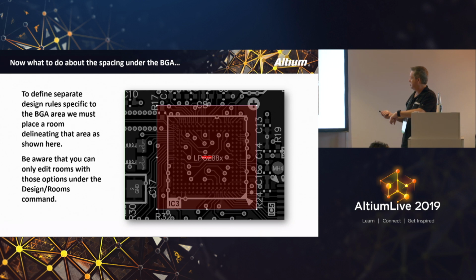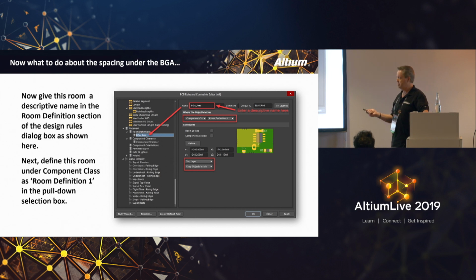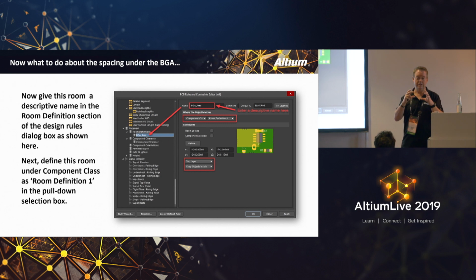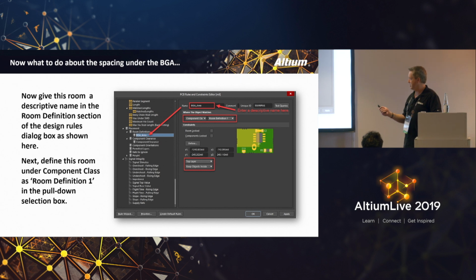So after placing the room, I go to the design rules, and first I create the room definition, and again I give it a descriptive name that I can relate to. This particular room definition is a component class, and I'm not sure what the logic is behind that, but I won't question it. When you select component class, it gives you a pull-down list of the rooms that you have in the PCB. In this case, I specify it's on the top layer, and I want the rule to be for all objects that are inside that room. So that is the first step in the process.